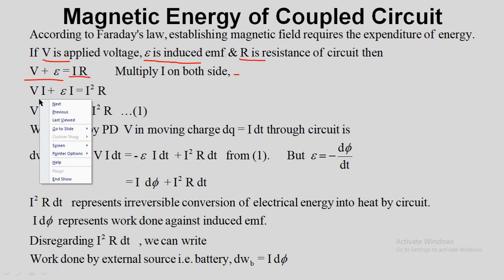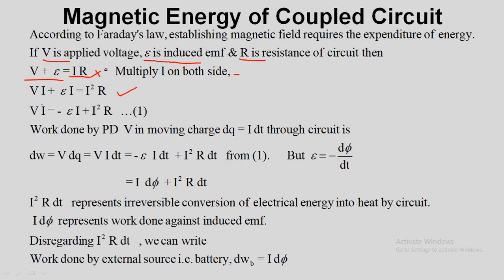Then next, to this equation, V plus e equal to IR, you multiply by I throughout. So what you get is VI plus eI equal to I squared R. This we have obtained by multiplying by current I. And then we write VI equal to minus eI plus I squared R. We take this eI to the other side.